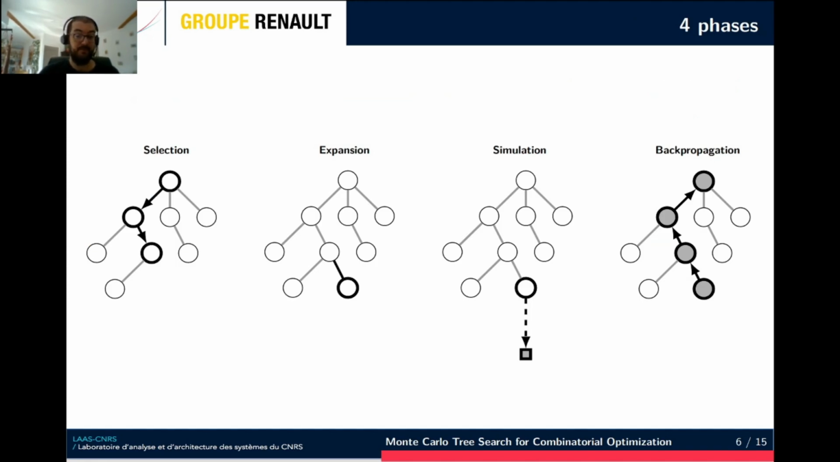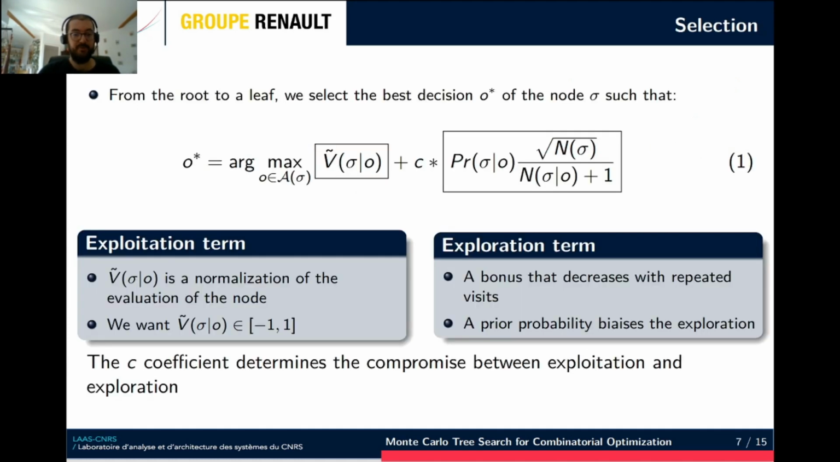Okay, now I will focus on the four phases I mentioned before. First, the selection phase. This phase begins at the root node, and we will successively choose the best child following this equation until we reach a leaf. In the first rectangle, we have what is called the exploitation term. And here we have the evaluation of the node reached when taking the decision O in state sigma. And on the right, we have the exploration term, which gives a bonus that decreases with repetitive visits.